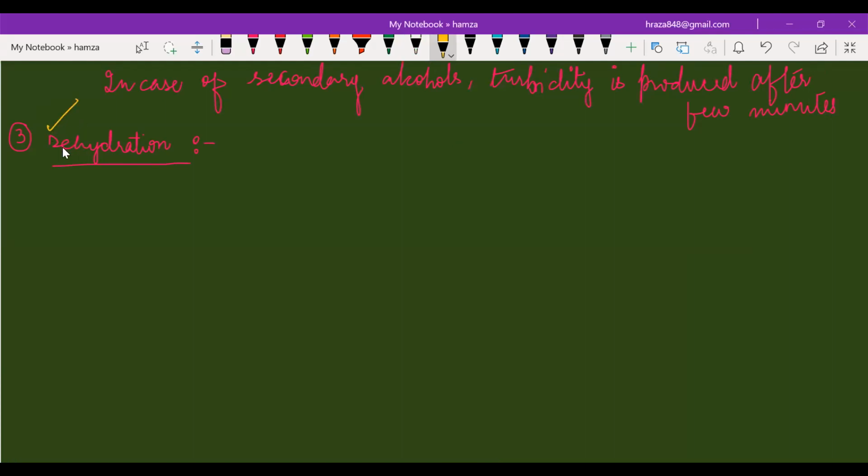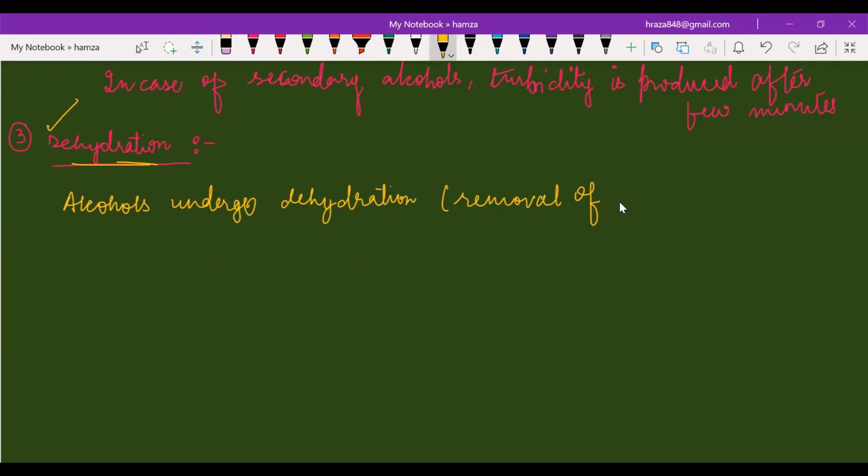So let's start dehydration. The next chemical property is dehydration, and I think you know what dehydration means. Basically, removal of water or elimination of H2O. That is called dehydration. So I am going to write a point. Alcohols undergo dehydration. That means removal of a molecule of water.